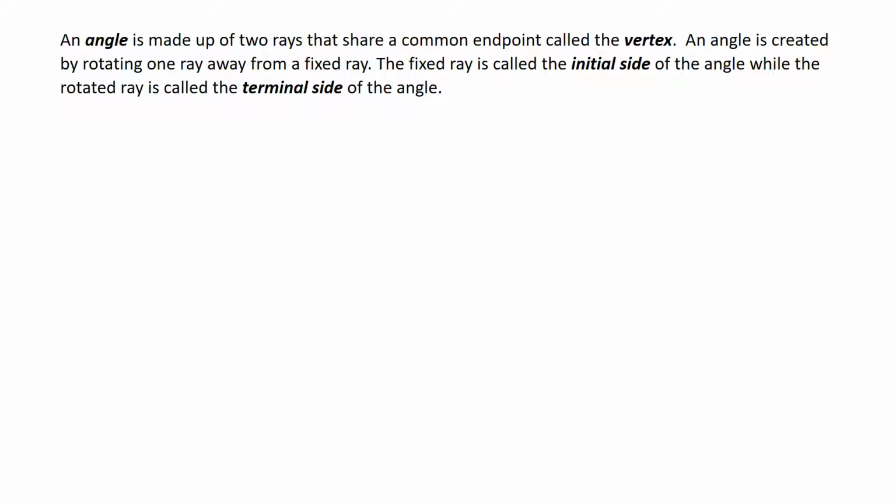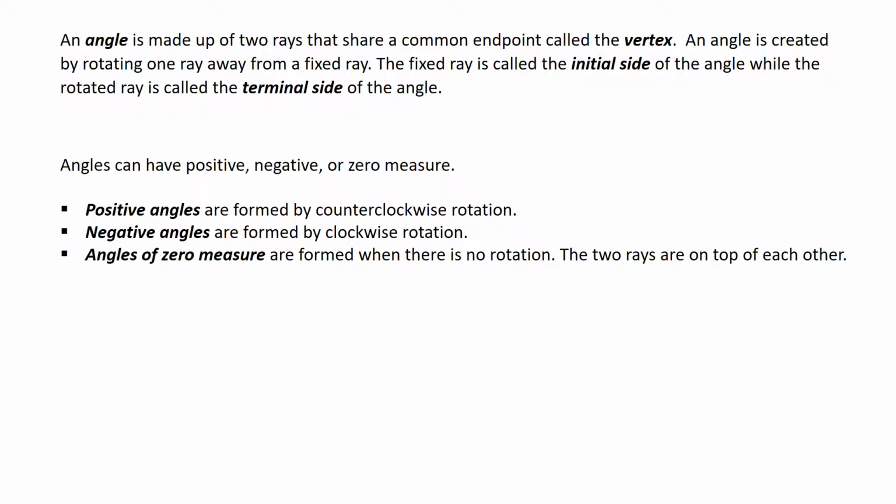An angle is created by rotating one ray away from a fixed ray. The fixed ray is called the initial side of the angle, and the rotated ray is called the terminal side of the angle. Now, angles can have positive, negative, or zero measure.